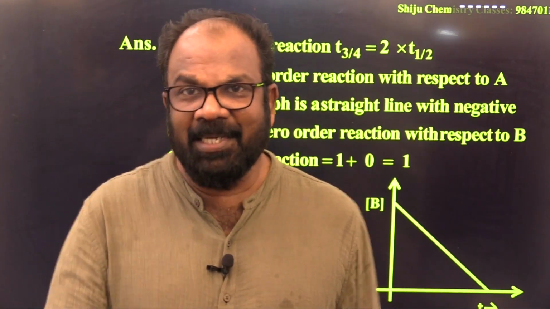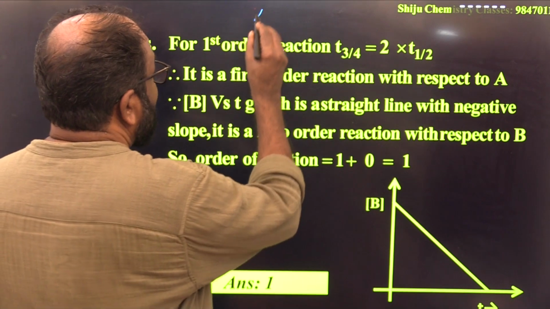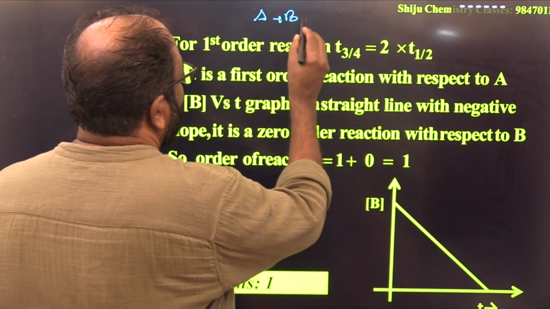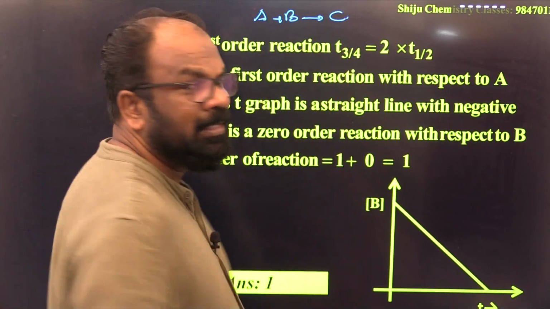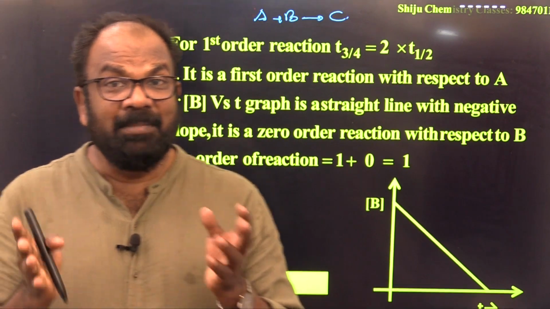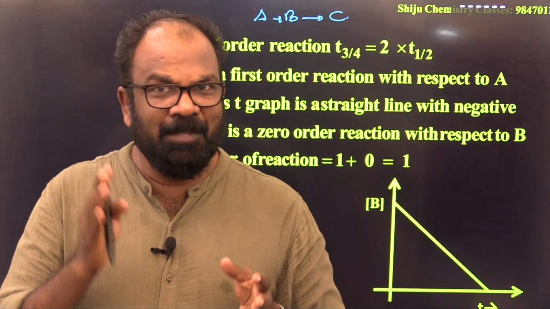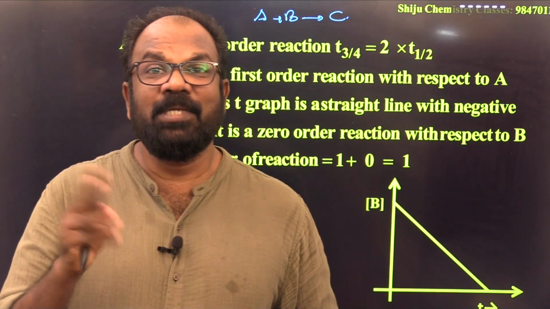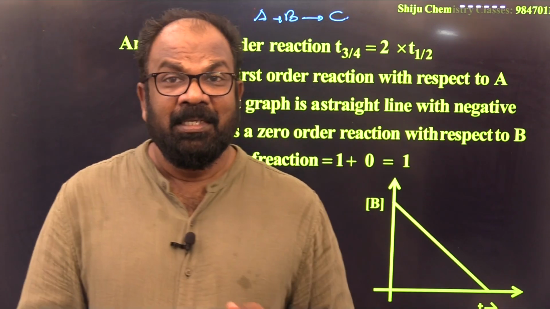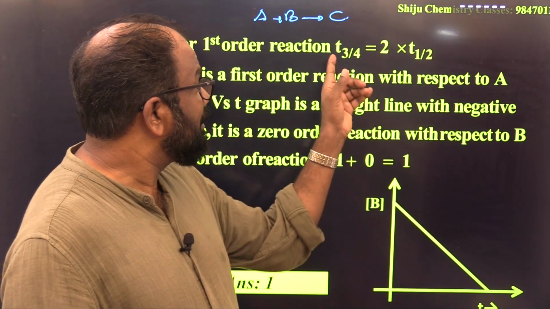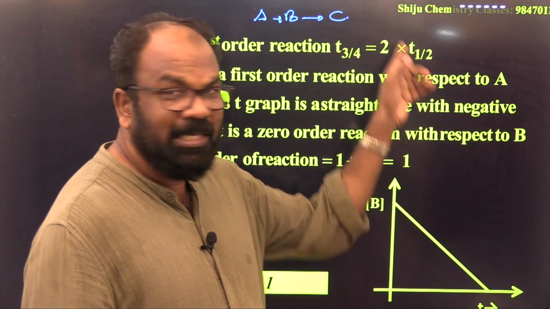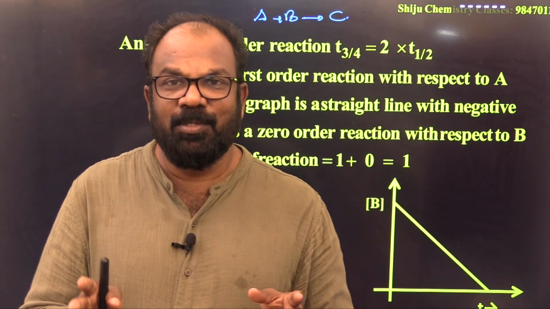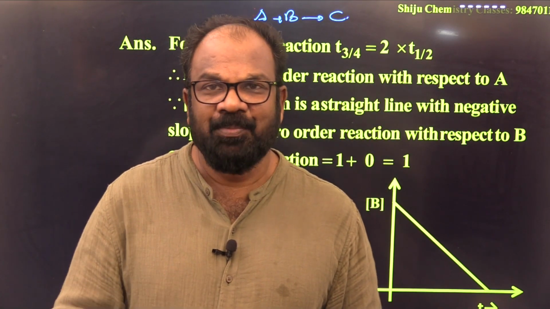Listen please, here the reaction is A plus B giving C. It is given that the time taken by the reactant A to become 1/4 of its initial concentration is equal to 2 times its T half. That is, for a first order reaction, T2/3 is equal to 2 into T half. That means it is a first order reaction with respect to A.